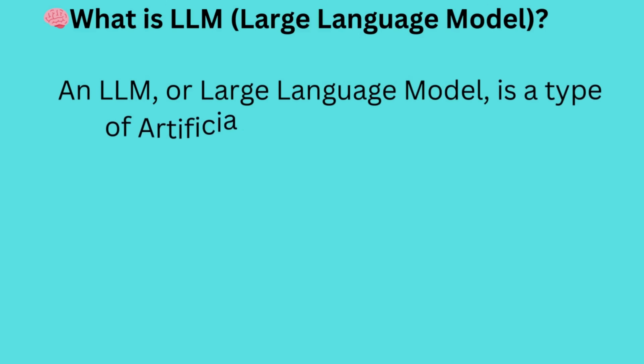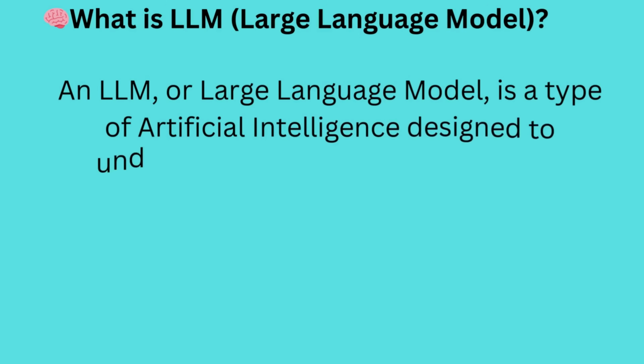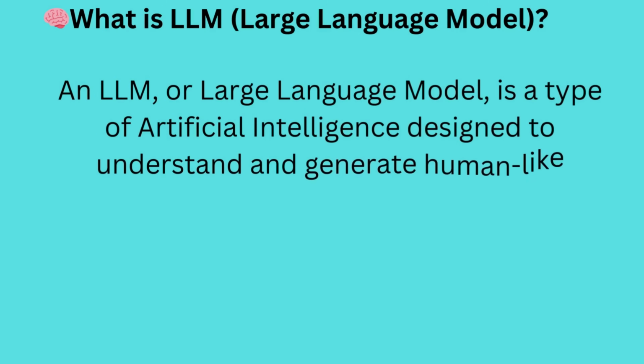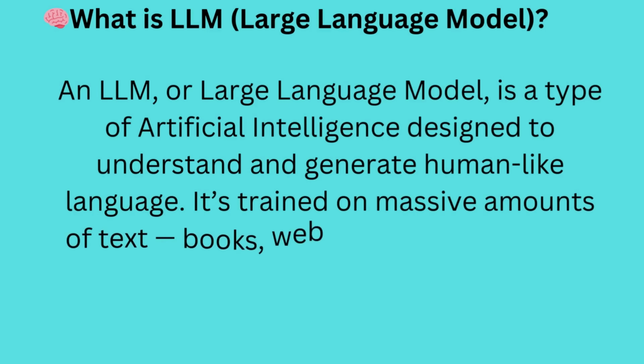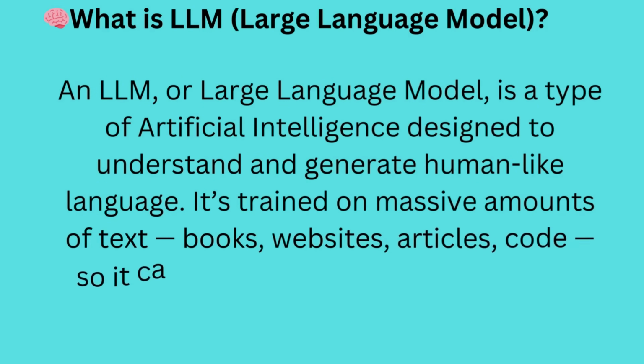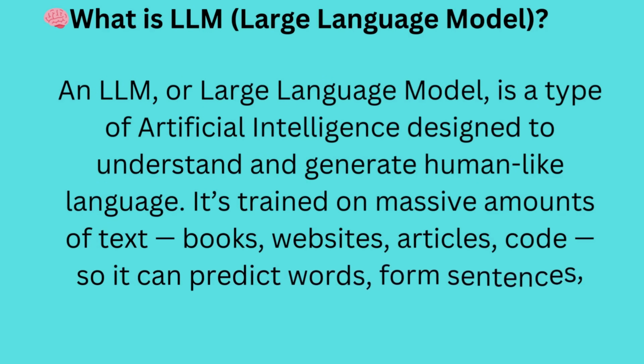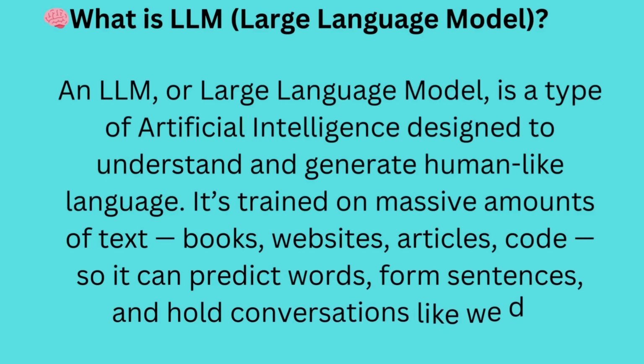An LLM or large language model is a type of artificial intelligence designed to understand and generate human-like language. It's trained on massive amounts of text, books, website articles, code, so it can predict words, form sentences, and hold conversations like we do.